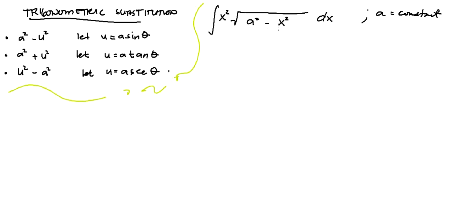If we have a squared minus some function that is also squared, then we will let this variable equal a sine theta. So we will use this trigonometric substitution, u is equal to a, the constant, times sine theta. Our technique is to express all our integrands in terms of theta, so all our variable x's here will be converted into theta.